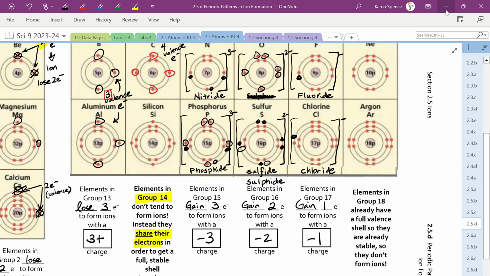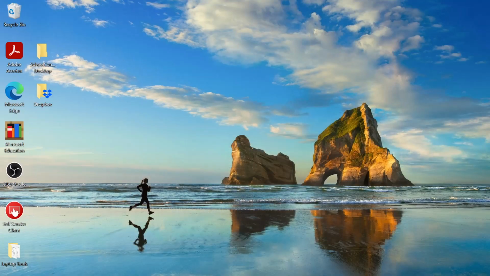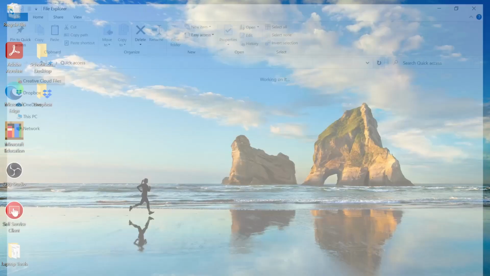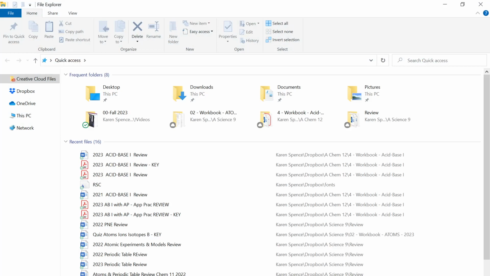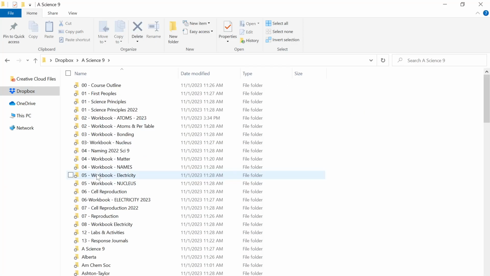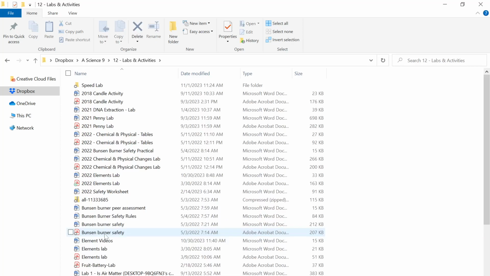Now, just before we carry on, we are going to look at a couple other elements because you don't get to see them, because they're too dangerous to have in the classroom. All right, so I need to go to Science 9, and then I need to go to Labs, and then I need to go to Element Videos.